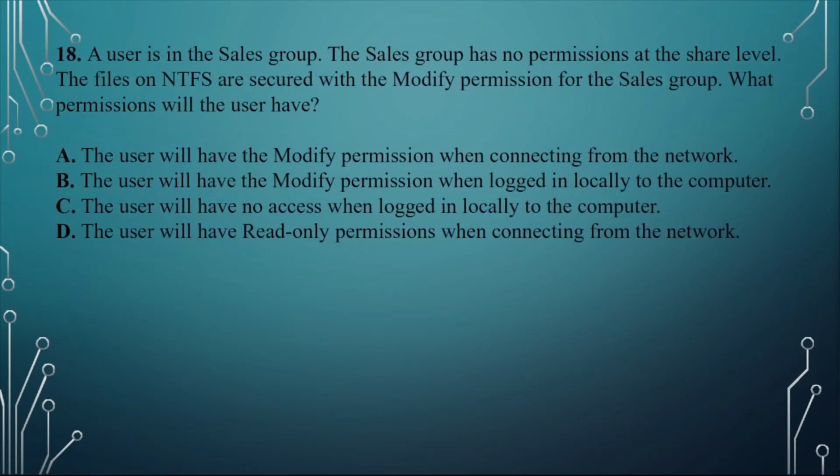Question number 18. A user is in the sales group. The sales group has no permission at the share level. The files on NTFS are secured with the modify permission for the sales group. What permissions will the user have? A. The user will have the modify permission when connecting from the network. B. The user will have the modify permission when logged in locally to the computer. C. The user will have no access when logged in locally to the computer. D. The user will have read-only permissions when connecting from the network.